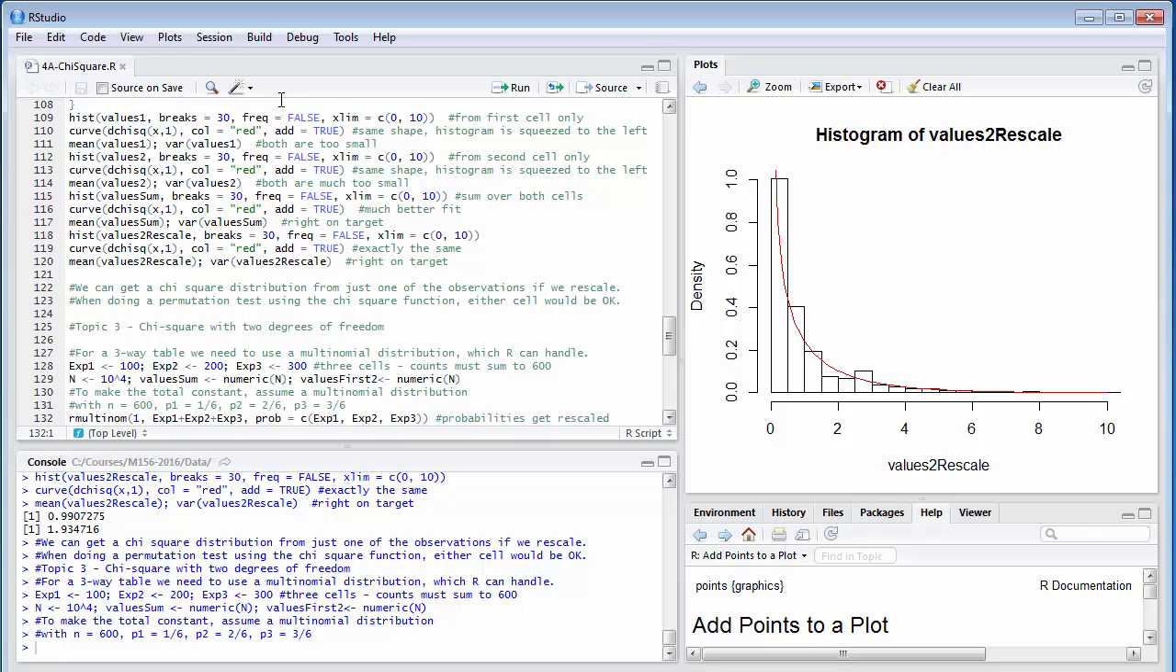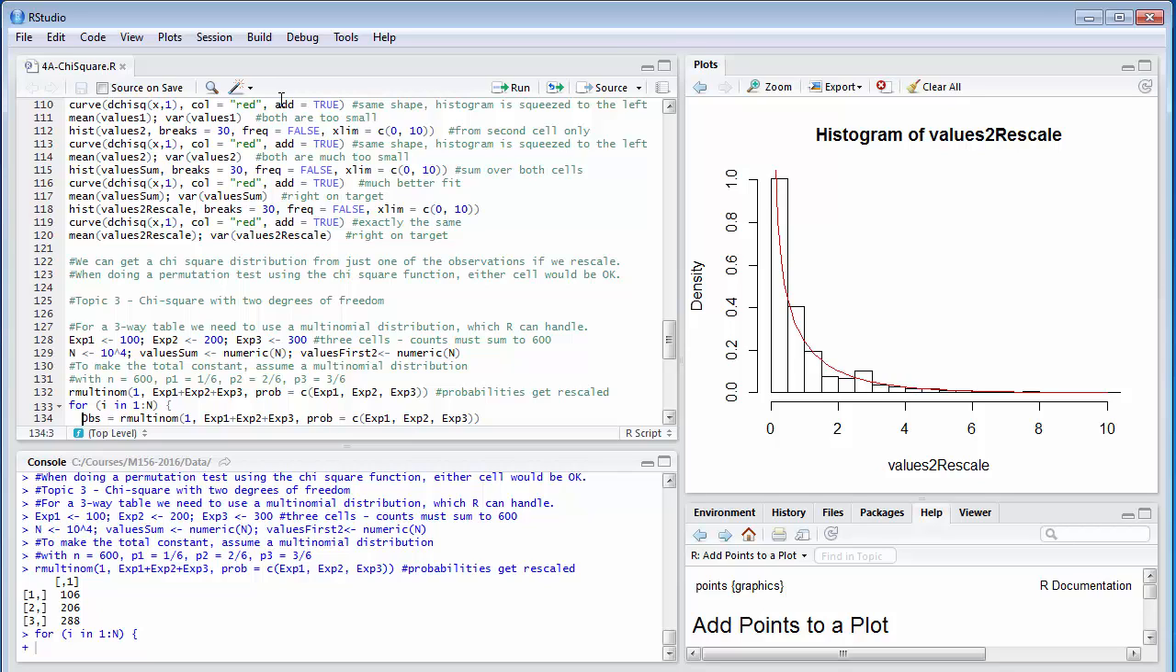When I use rmultinom, I have to tell it I want 600 total samples, but I can specify the relative probabilities without bothering to rescale. So I just make a vector out of the expected number in cells 1, 2, and 3, and that gets rescaled automatically by dividing by the sum.